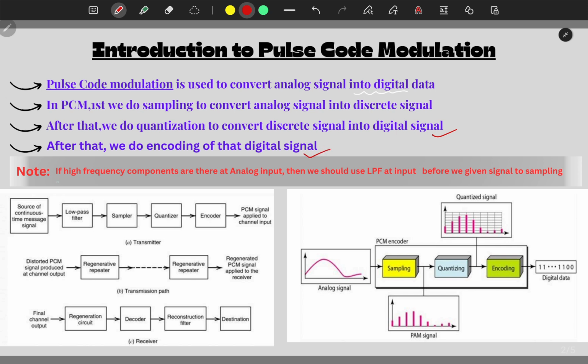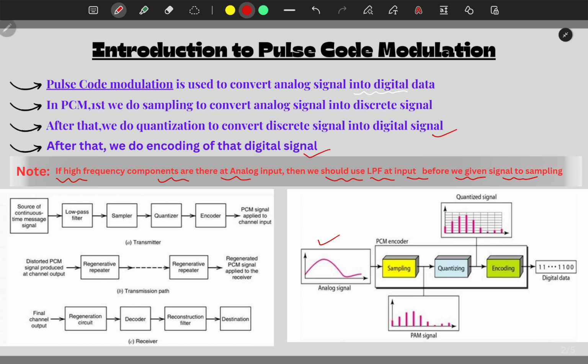There is also a note: if high frequency components are present at the analog input, then we should use a low pass filter at the input before we give the signal to sampling. So first of all, we will look at the block diagram of pulse coded modulation. The block diagram goes like this.